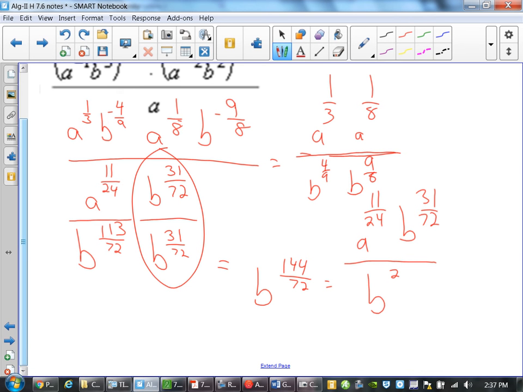Aren't you adding in the numerator? They're two different bases. I know, but should we put plus? No, it's multiplying. Oh, it's multiplying? Yeah. So usually you multiply, and that's that.